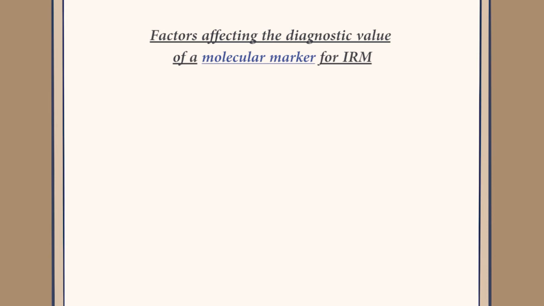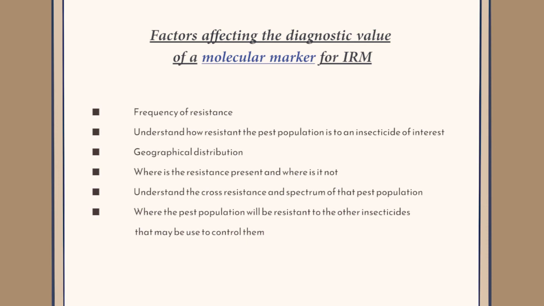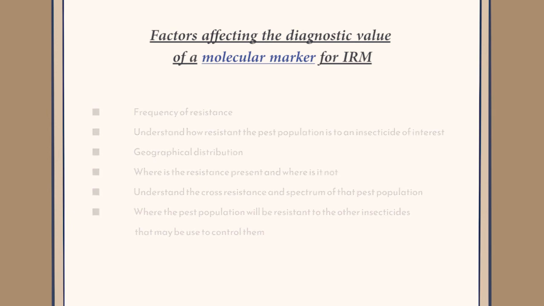So what is the value of molecular diagnostics for insecticide resistance management? Molecular diagnostics can provide a lot of useful information. They can be used to determine the frequency of resistance and so understand just how resistant the pest population is likely to be. They can be used to determine its geographical distribution, so where is resistance present and where is it not. Finally, it can be used to understand the cross-resistance spectrum of that pest population, so whether the pest population will be resistant to other insecticides that might be used for control.